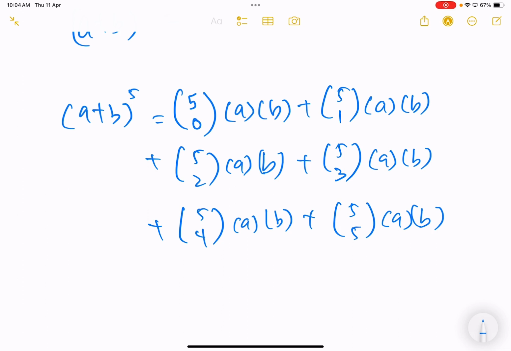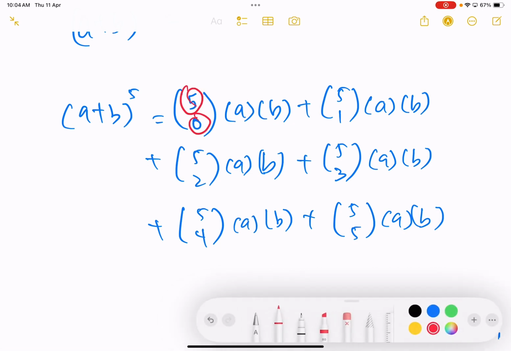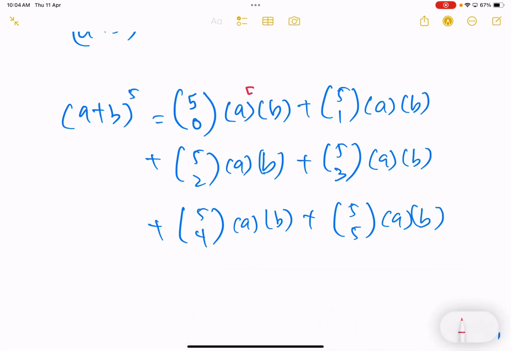Okay? Now, where does this A and B come from? The A is just the first term here. The B is the second term of the binomial. We are not quite done yet. All we have to do is just fit in the powers. So how do we fit in the powers? The first power is simply 5 minus 0. 5 minus 0 gives me 5. Actually, you just need to do the first one because the rest will be in descending. Then it will be 4, 3, 2, 1, 0.